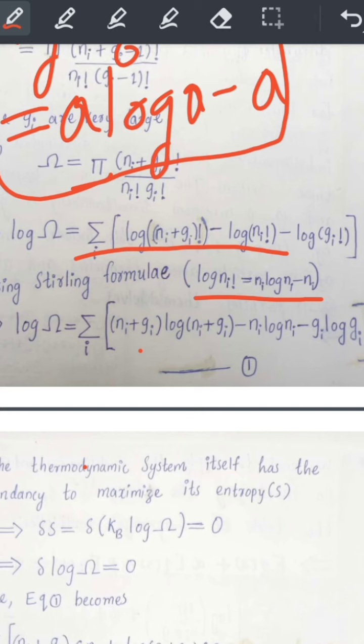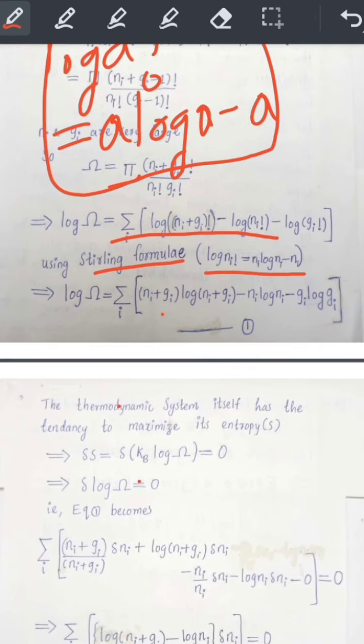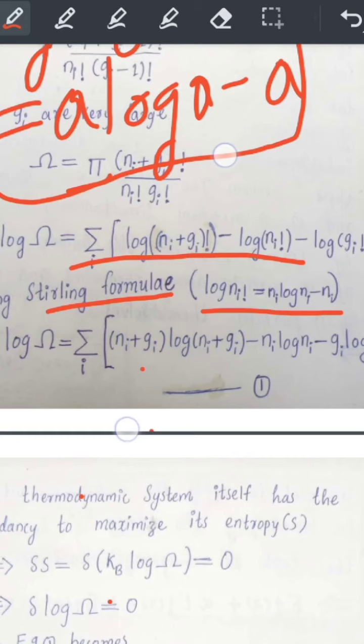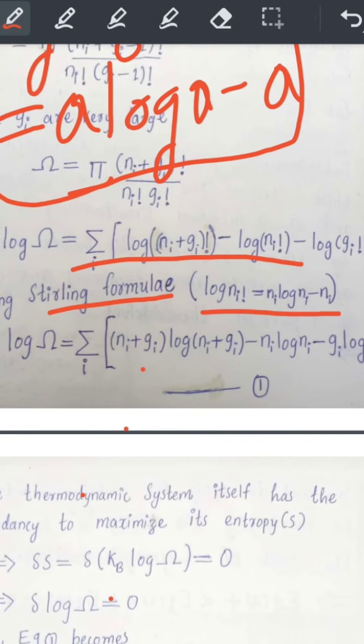In fact, you can use the calculator to verify this Stirling formula. That is, you may take 10 or 50 factorial, and you need to find log 50 factorial, and you can simply see that it is approximately equal to 50 log 50 minus 50. You can simply see that using your calculators. We actually did that in our first class. I think we did it in the first or second class in our classroom. Already we did it.